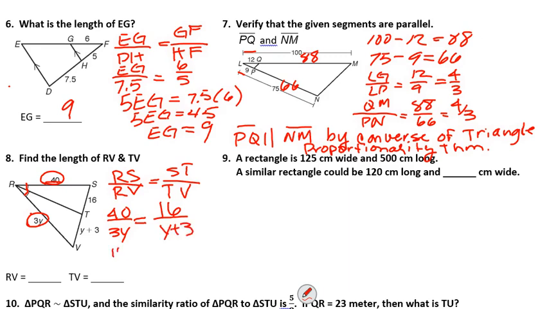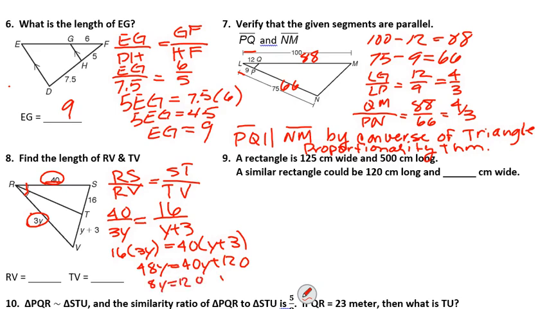That gives us 16 times 3y equals 40 times y plus 3. That's 48y equals 40y plus 120. Subtract 40y from 48y gives us 8y equals 120. So y is equal to 15. Then we have to plug that 15 back in. So 3 times 15 is 45. So RV is 45. And then 15 plus 3 is 18. So TV is 18.